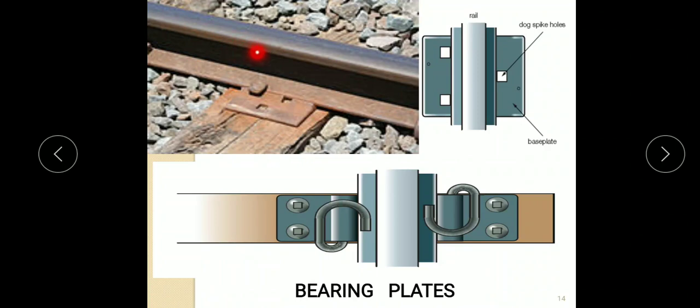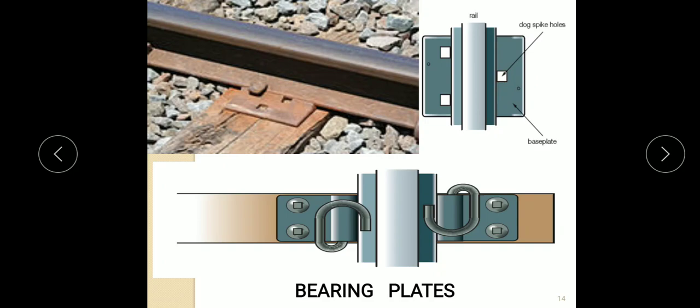Here this is a rail section, this is a sleeper. So this rail section and sleeper is joined by using this bearing plate. In this figure we can see this is a base plate, this is a rail section, and here we can see dog spike is used for holding the rails to the sleepers.